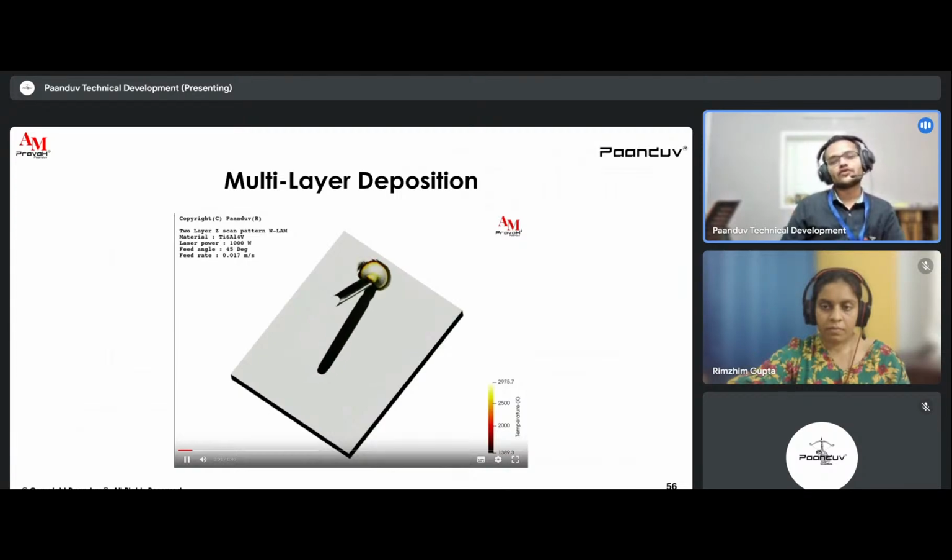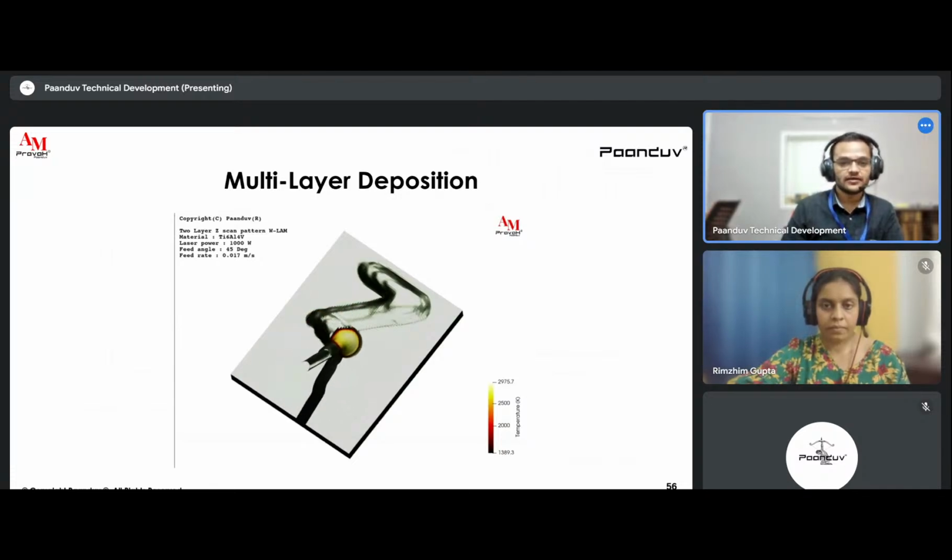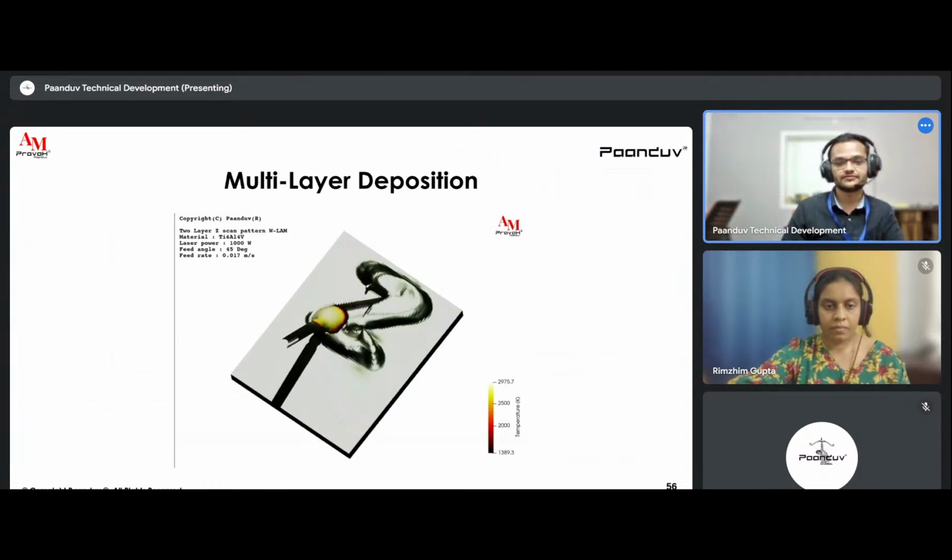AM Pravah is also capable of simulating complex and multi-layer patterns. As you can see in this video, we have simulated a complex Z pattern, which is a multi-layer pattern. The material properties we have used are of Ti6Al4V. The laser power is around 1000 watts, the feed angle for this case is 45 degrees, and the feed rate is around 0.017 meters per second.